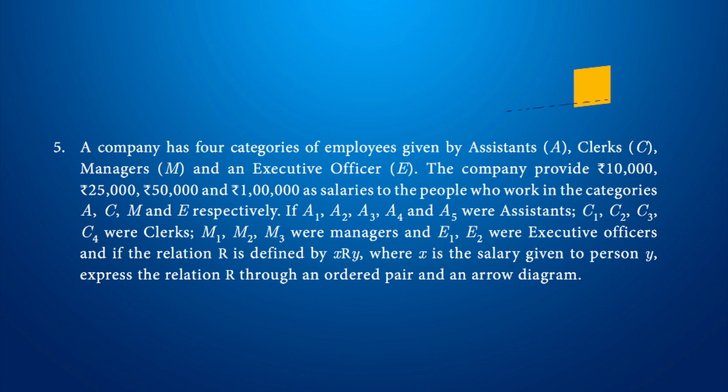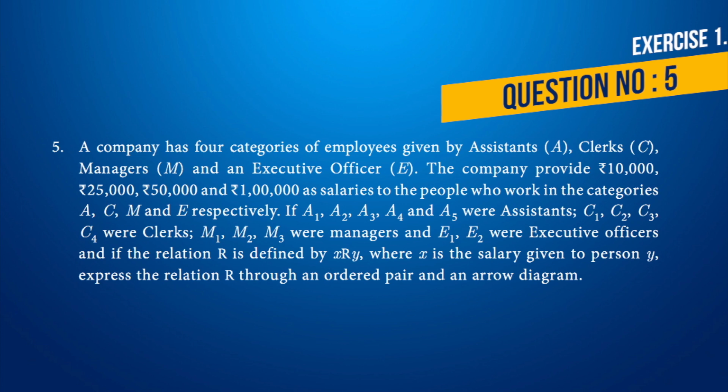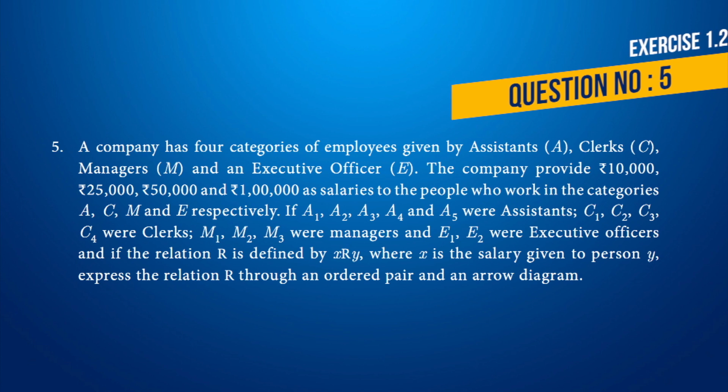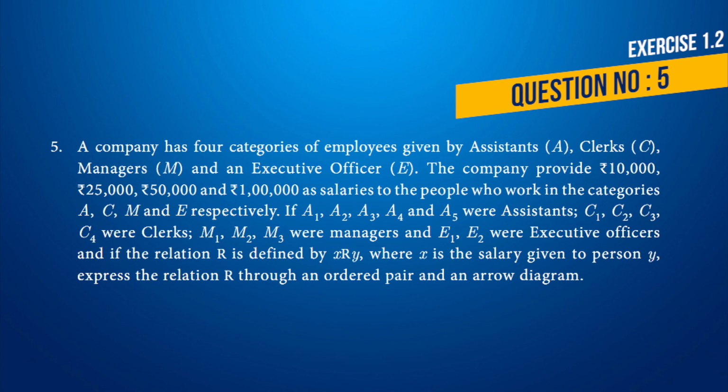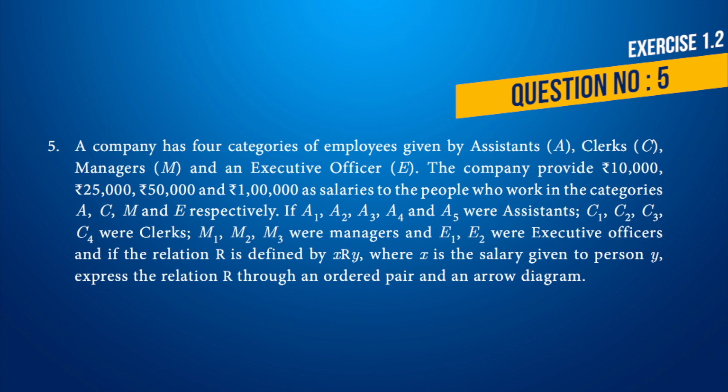A company has 4 categories of employees given by assistants A, clerks C, managers M, and an executive officer E. The company provides rupees 10,000, rupees 25,000, rupees 50,000 and rupees 1 lakh as salaries to the people who work in the categories assistant, clerk, managers and executive officers respectively.